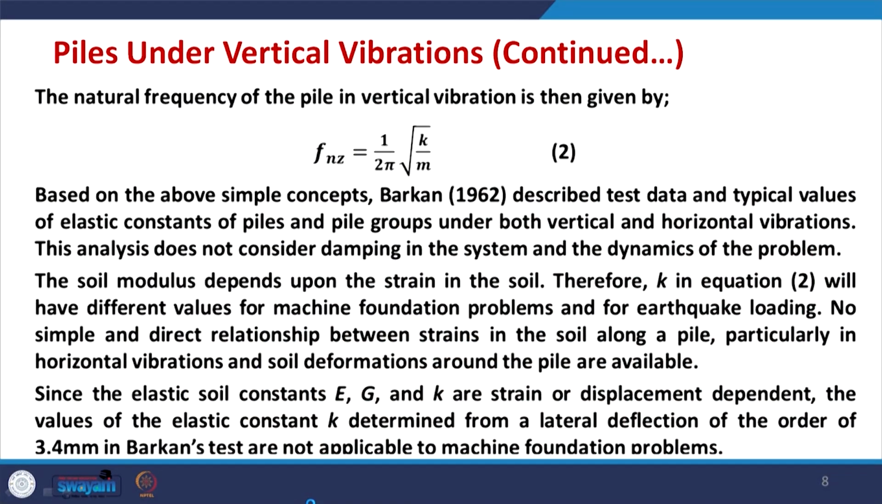The values of the elastic constant K determined from a lateral deflection of the order of 3.4 mm in Barkan's test are not applicable to machine foundation problems. The issue here is that for earthquake conditions it is a different level of strain, while for machine foundations it is different. So, depending upon the level of strain, we need to use the test to determine the value of K.